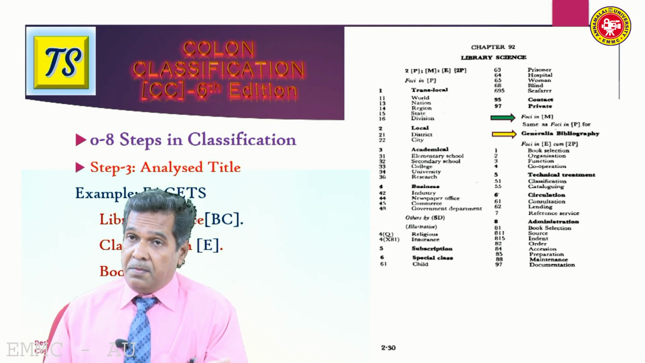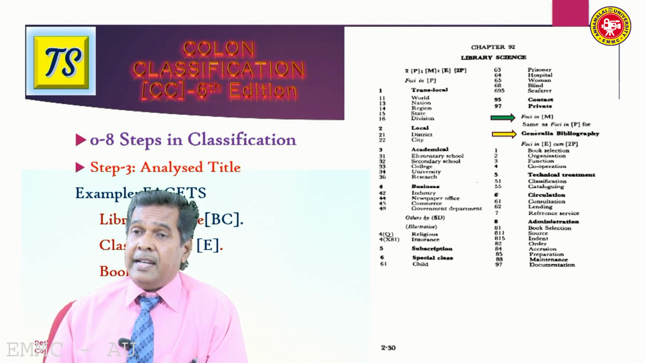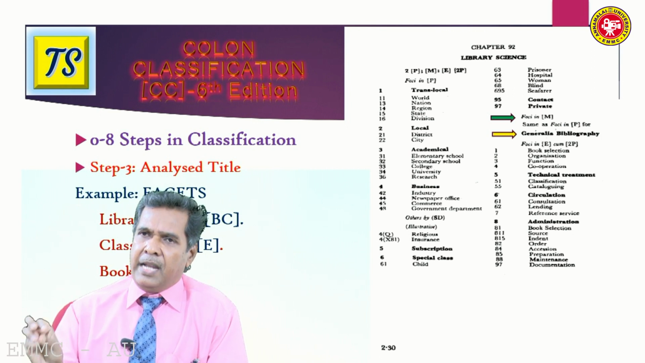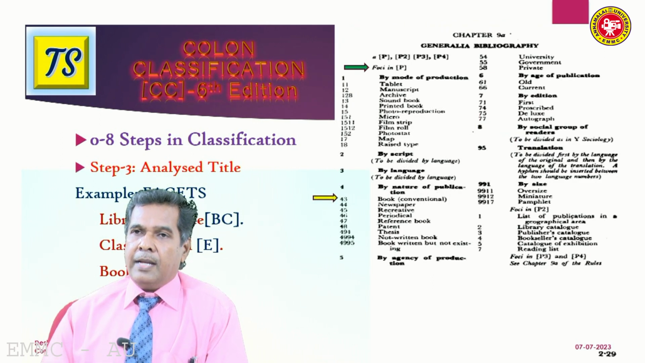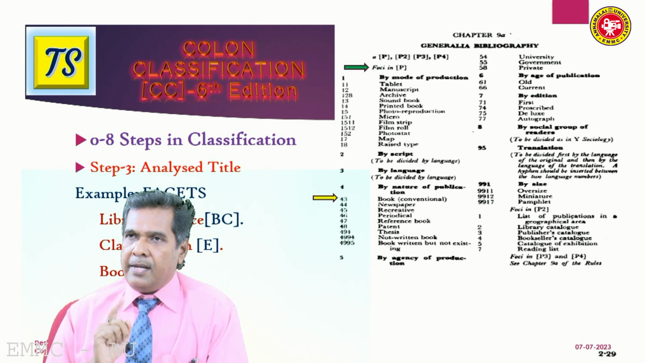Ranganathan has saved the space, unnecessarily repeating the facets and notations in all the chapters. Simply some directions have been provided by him. The instructions are available in all classification schemes. Now come to the bibliography chapter. You are watching it. See, the green arrow indicates the personality category.